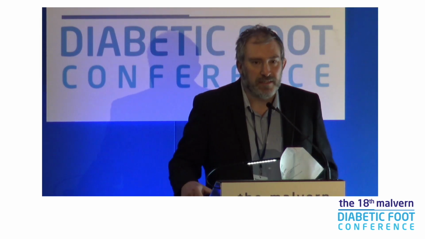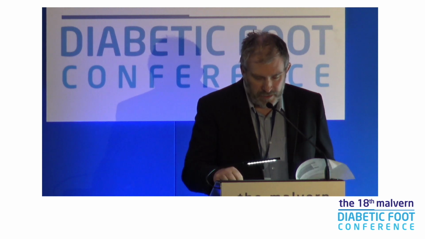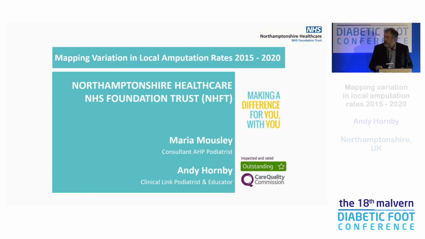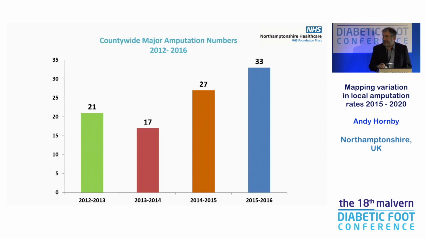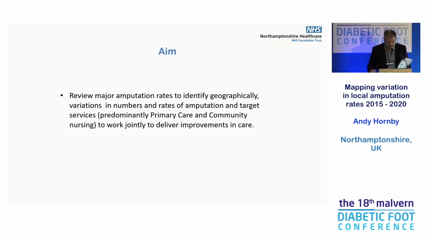Good afternoon, everybody. Thank you for allowing me the possibility to present here today. In Northamptonshire, we have an adult diabetes population of 48,500, which is served by 71 GP practices. Following an annual performance review, it was highlighted that a rise in major amputation rates was present from 2014-15, and that can be seen in this graphic here, with figures dating back to 2012 all the way through to 2015-16, showing an upward trend in a previously stable picture.